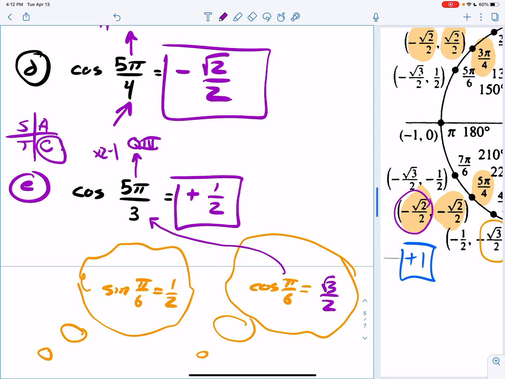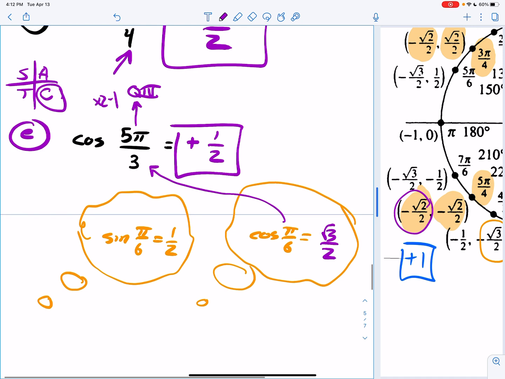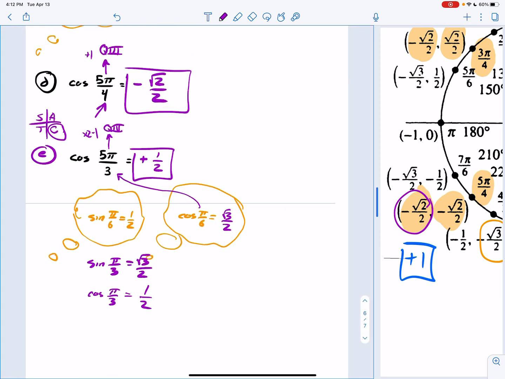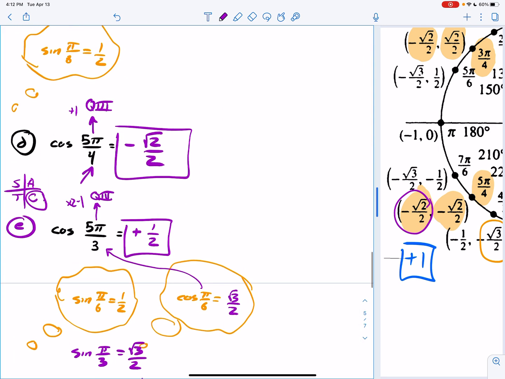Okay? You could think of it the other way too. If you know that the sine of pi over 6 is 1/2, then the sine of pi over 3 is definitely the other one, rad 3 over 2. So that means the cosine of something over 3 definitely has to be the 1/2. Okay? And there you have it.